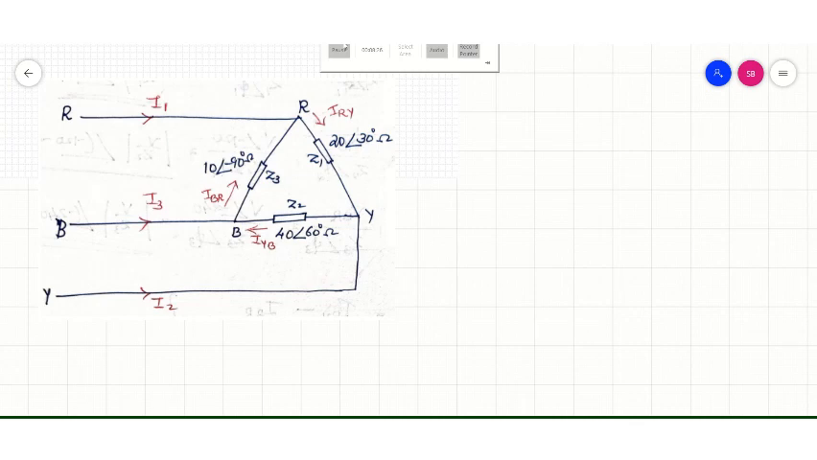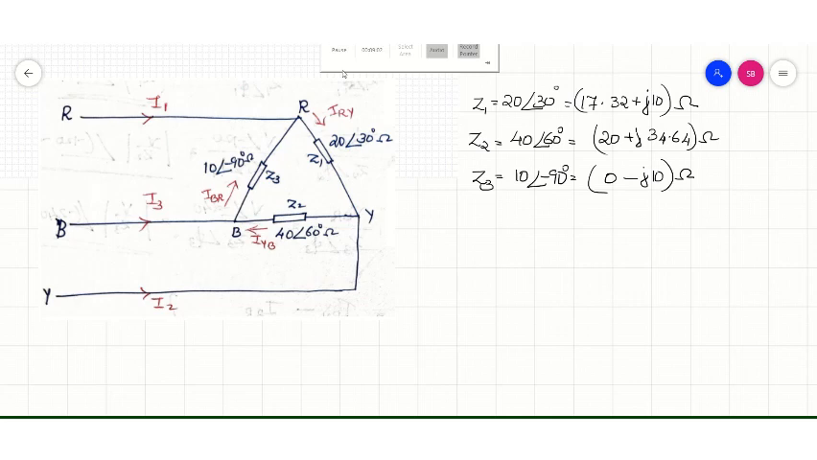The figure is redrawn and all the currents are marked like this. Here Z1, Z2, Z3 are given. Z1 equal to 20 angle 30 degree in polar form. If we write it in rectangular form, we will get it as 17.32 plus j10 ohms. Similarly, Z2 and Z3 also we have to convert into rectangular form.